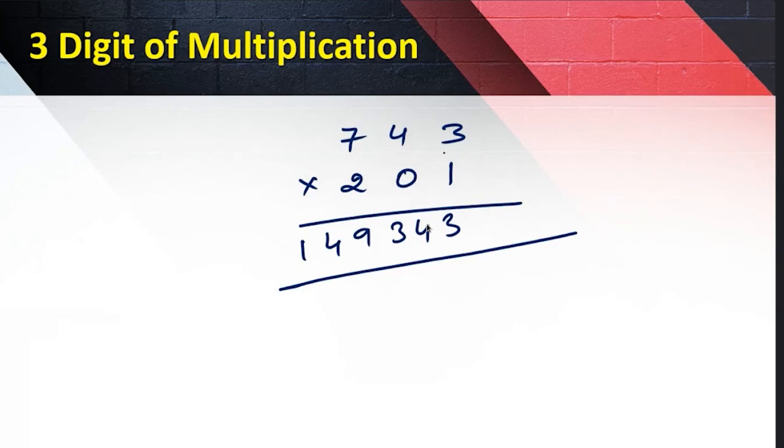Let me check. 3 1s are 3, correct. 4 into 1 is 4, correct. Because this becomes a 0, I don't have to do that. 7 into 1 is 7, and 2 into 3 is 6. So 7 plus 6 is 13, carry over 1. Now 7 into 0 is 0, 4 2s are 8 plus 1 is 9, correct. 4, 7 2s are 14. Very good.